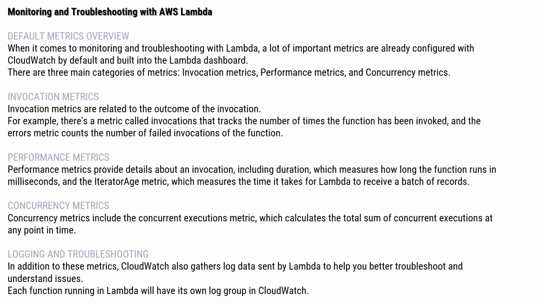Performance metrics provide details about an invocation, including duration, which measures how long the function runs in milliseconds, and the iterator age metric, which measures the time it takes for Lambda to receive a batch of records. Concurrency metrics include the concurrent executions metric, which calculates the total sum of concurrent executions at any point in time. In addition to these metrics, CloudWatch also gathers log data sent by Lambda to help you better understand and troubleshoot issues. Each function running in Lambda will have its own log group in CloudWatch.